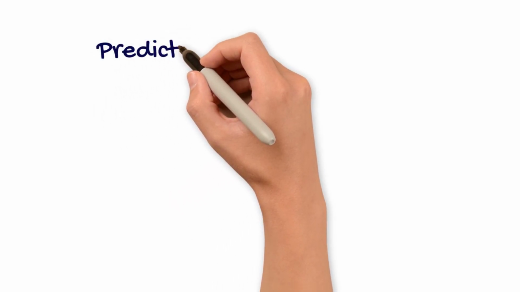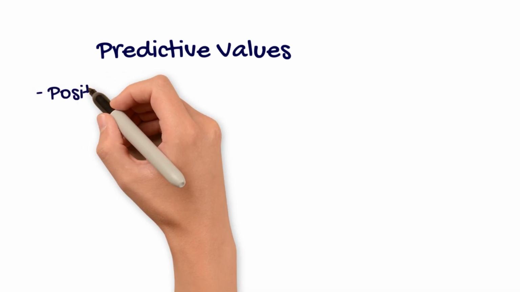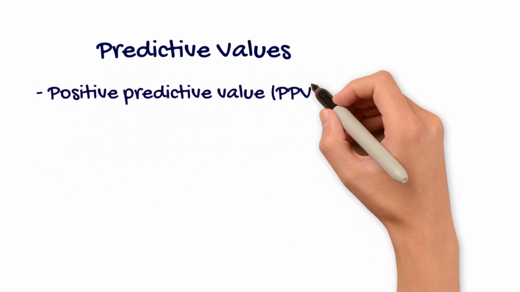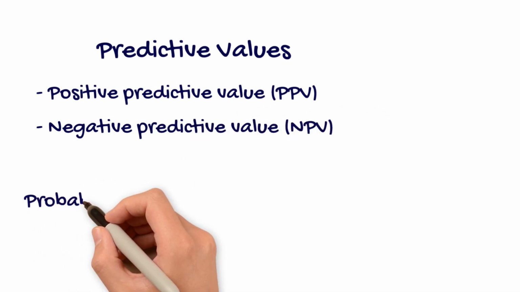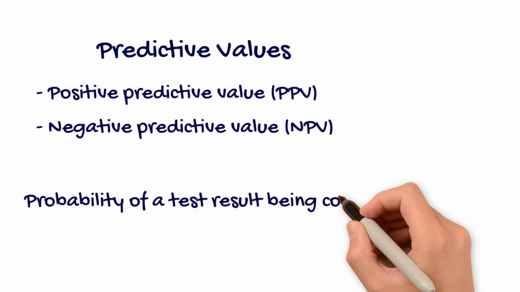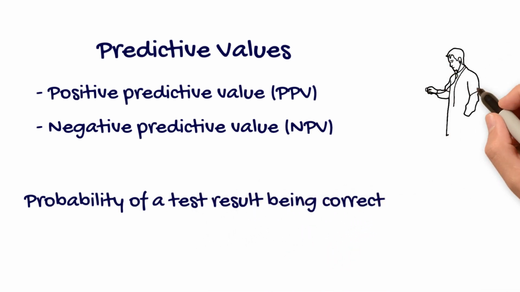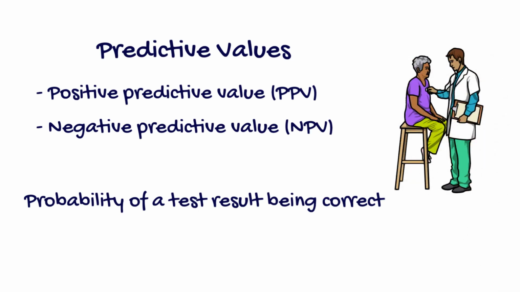In this video, we will discuss predictive values and learn about how they can be used to understand the diagnostic accuracy of a test in a real clinical situation. Positive predictive value and negative predictive value measure the probability of a test result being correct, either positive or negative, and can help healthcare providers make decisions about future testing or treatment for their patients.